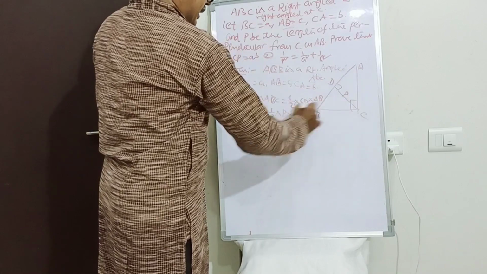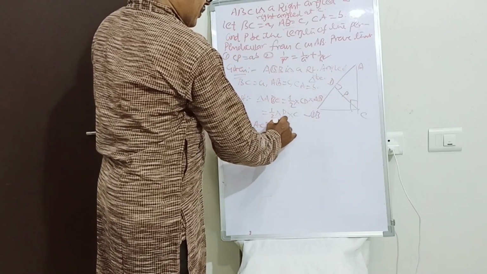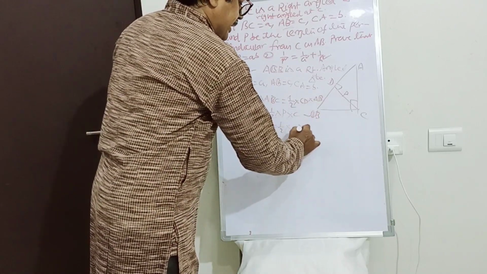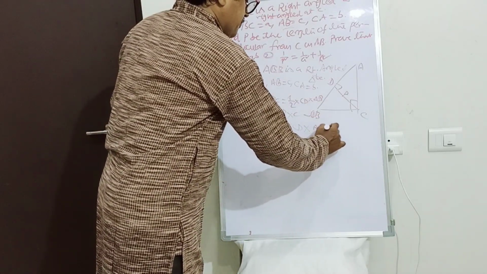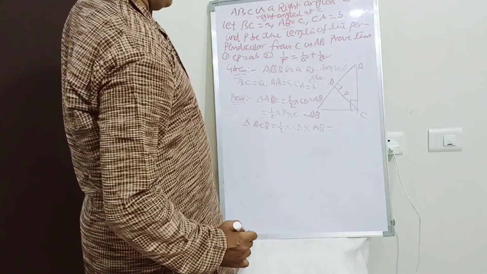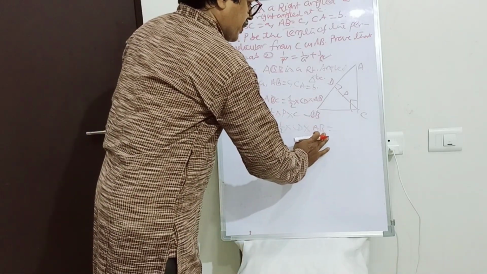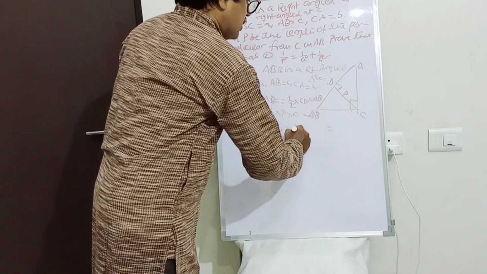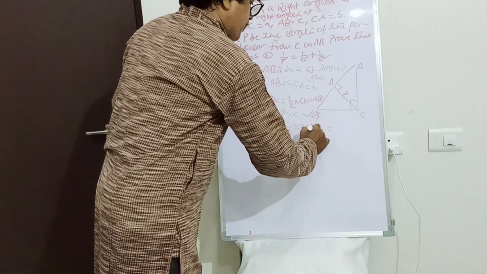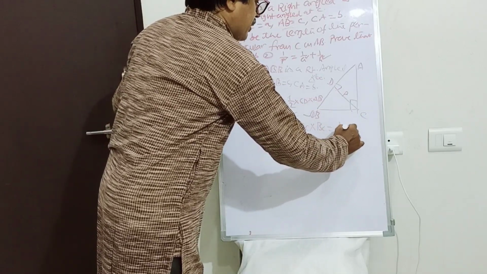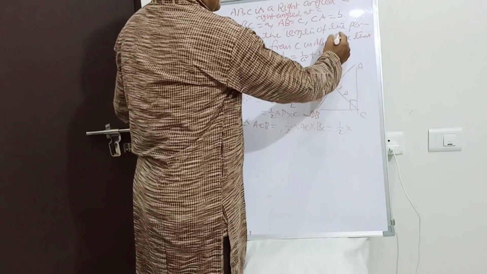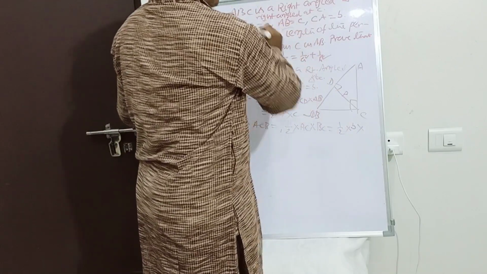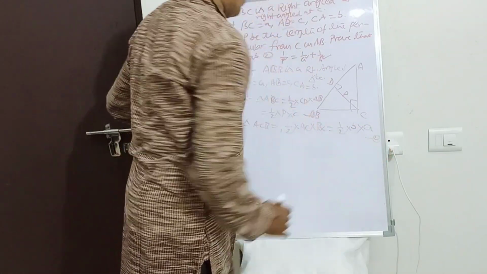Similarly, from triangle ACB, the area of triangle ACB is equal to 1 by 2 times the product of perpendicular sides, that means CD into AB, which is 1 by 2 times AC into BC. So 1 by 2 times here, AC is equal to small b and BC is equal to small a. So let it be the result 2.